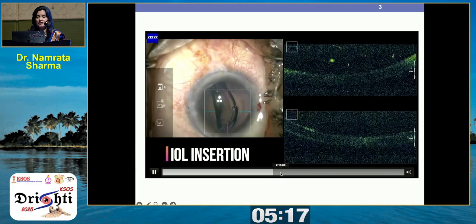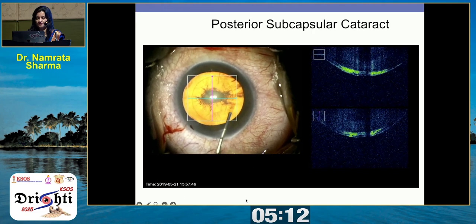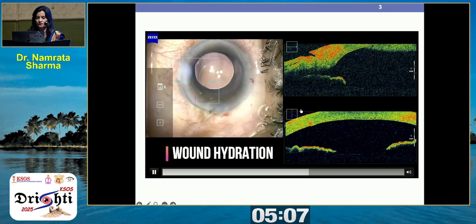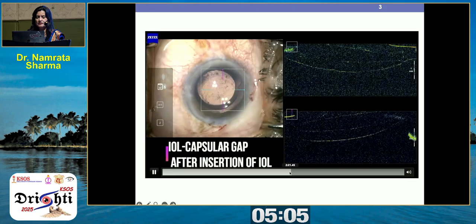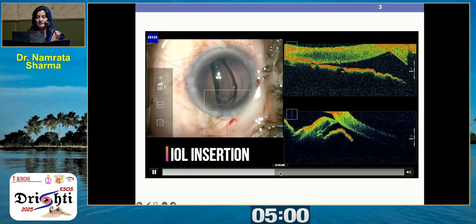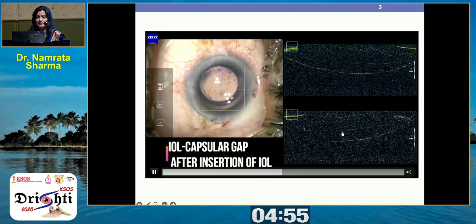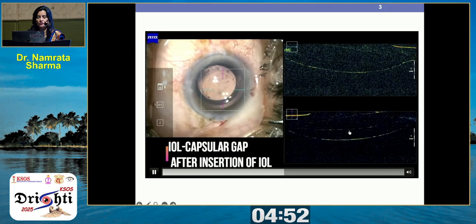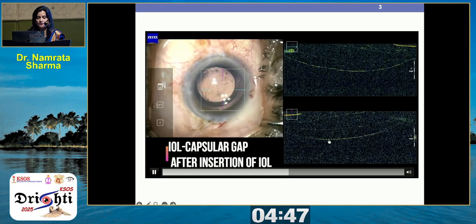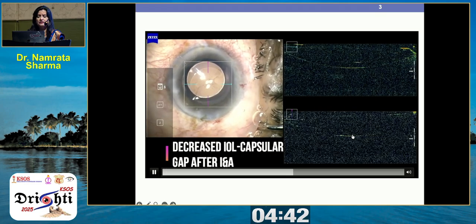Then I think the important thing is viscoelastic aspiration. Once the intraocular lens is in position, in the bag, you see the gap between the PC and your IOL. Viscoelastic is there, so this gap would be more. When you aspirate the viscoelastic, this gap decreases. Sometimes it sits very snugly with the posterior capsule.